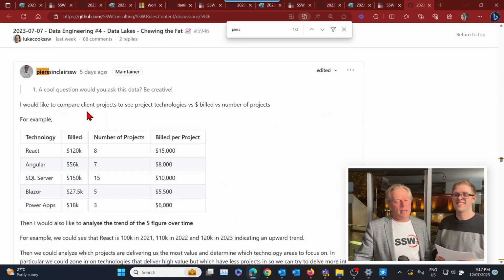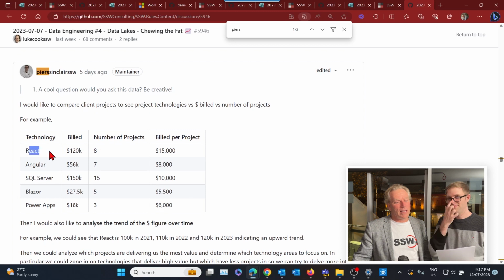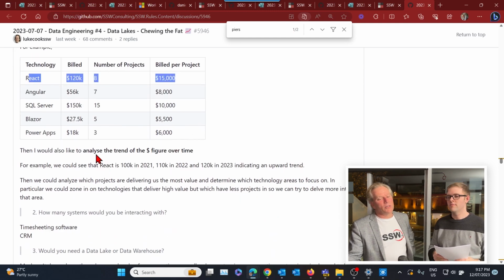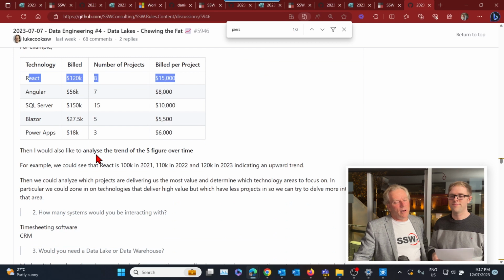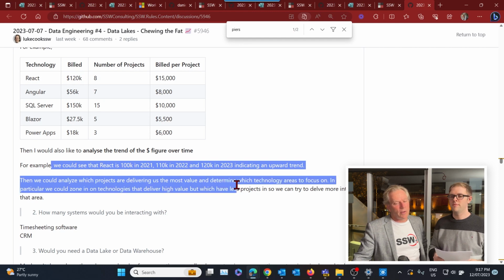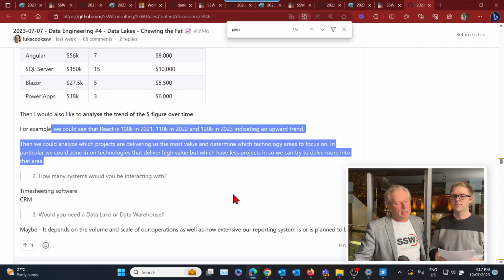Okay, a cool question. I like to compare client projects. Okay, so you've got the technology, what was billed, the number of projects, and the dollar bill per project. Then I would like to analyze the trend of this over time. So you'd see that React was growing or shrinking. Then we could analyze which projects are delivering the most value. How many systems, or just a couple?